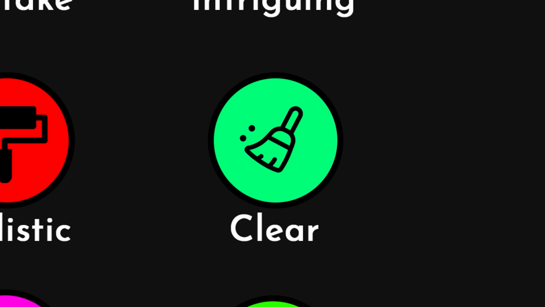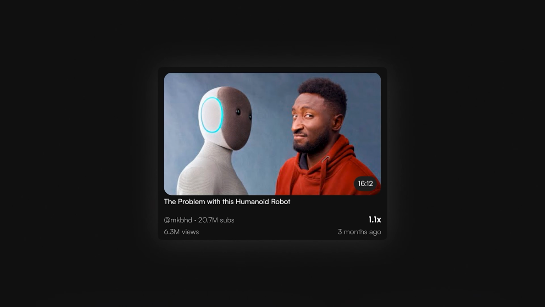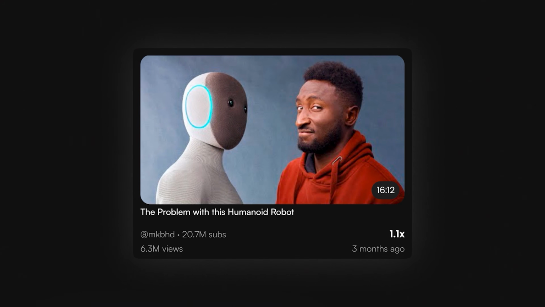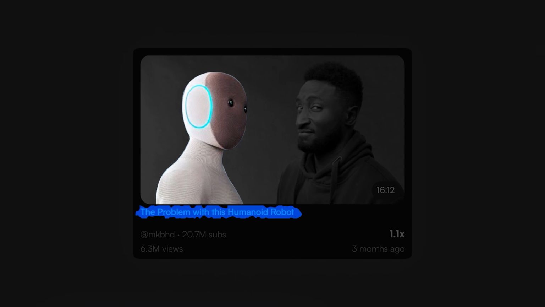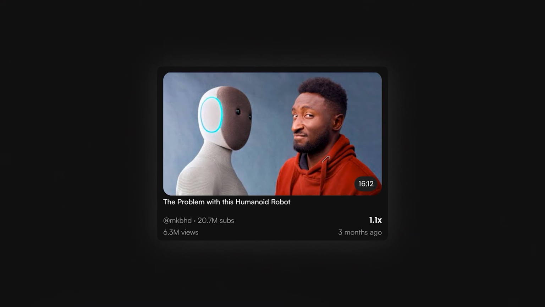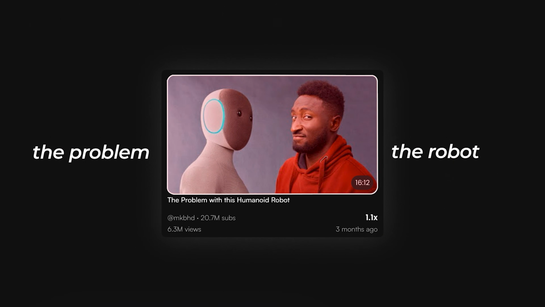Number 14. Your title and thumbnail always must be perfectly clear. It can never at all be confusing. For example, in this title and thumbnail, it's a very simple thumbnail, and then the title is the problem with this humanoid robot. So rather than the creator muddying the waters with sharing a bunch of details about the problem or about the robot, instead the creator kept things clear by keeping it simple. You see, clarity is the foundation for every other tactic actually working. Any sort of confusion at all washes away everything else.